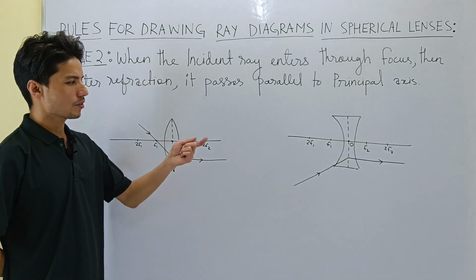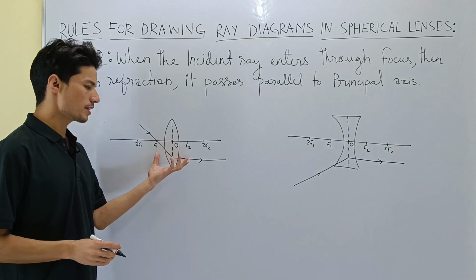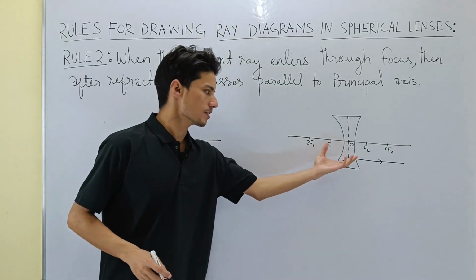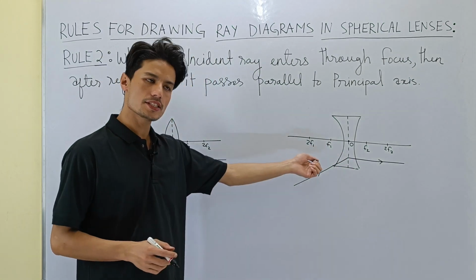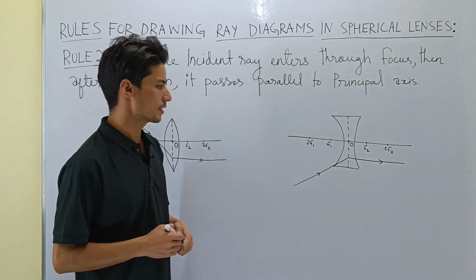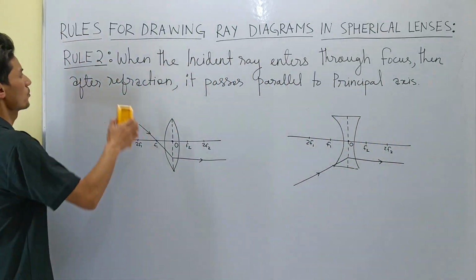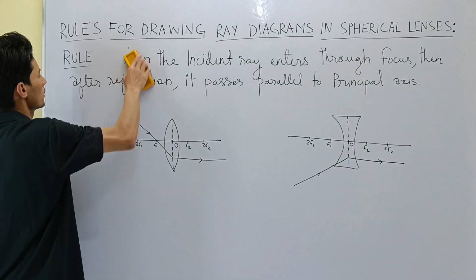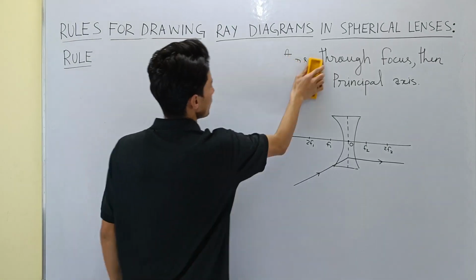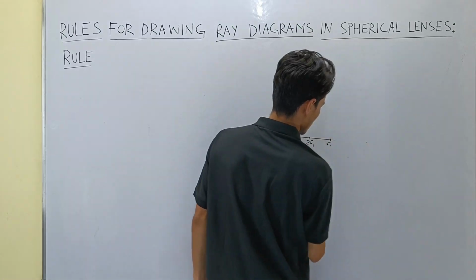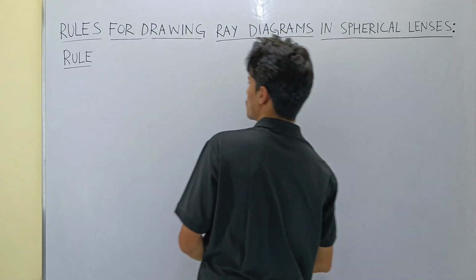For concave lens, you have to practice a lot. Convex lens is very easy. Concave lens, you need to practice more. It's easy only, but needs quite some practice. So this is rule 2 for both concave and convex. Now we go to rule 3. So let's do rule 3.